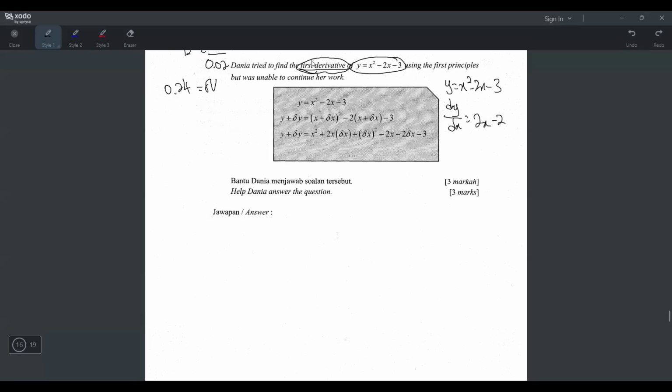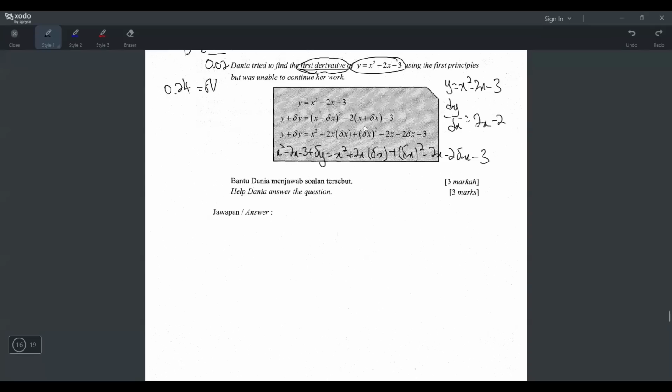But they want you to use the first principle method. The first principle method is not like this. It's a different one. You have to change the y to y plus delta y. The x has to change to x plus delta x, and then the y has to be replaced with this. So the part that Dania got stuck is this part. The y actually she should sub with this, right? So the next step is to sub the y with this. So let me just show you. So it becomes x squared minus 2x minus 3 plus delta y, and then the rest all just copy. x squared plus 2x bracket delta x plus delta x squared minus 2x minus 2 delta x minus 3. And then the next step is to cancel.